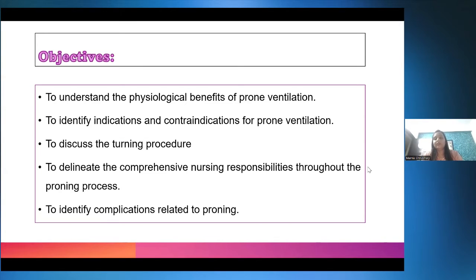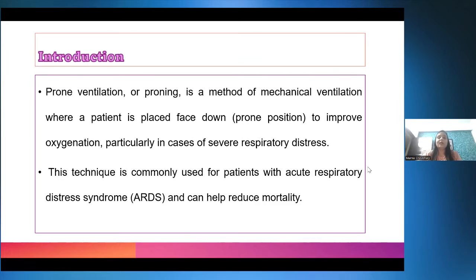Before starting the presentation, let us discuss the objectives of today's presentation. Through today's session, we'll be able to understand the physiological benefit of prone ventilation. We'll be able to identify indications and contraindications for prone ventilation. We'll be discussing the turning procedure used for turning the patient from prone to supine and supine to prone position. This session will also help to delineate the comprehensive nursing responsibilities throughout the proning procedure, and it will also help you to identify the complications related to proning. Let's start with the session.